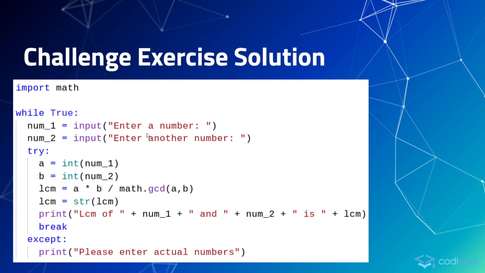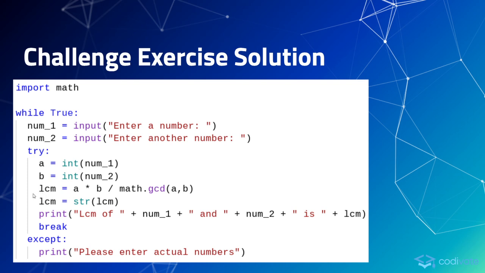We're going to try to create a variable called a and assign to that the first number cast as an int, because remember, the input will always be seen as a string. And if you want to do mathematical operations on it, we have to cast it as an int. So we create two variables for that to cast them as ints.